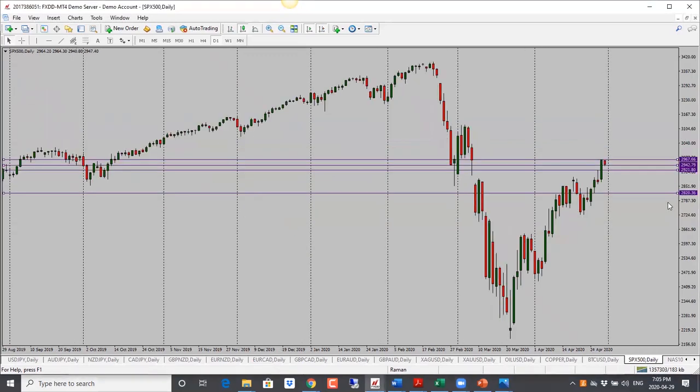All right, equities markets here, S&P 500 looking bullish. As we can see, price went through the resistance level, even though from technical perspective, we had a bearish pin bar, which means the price should have dropped.